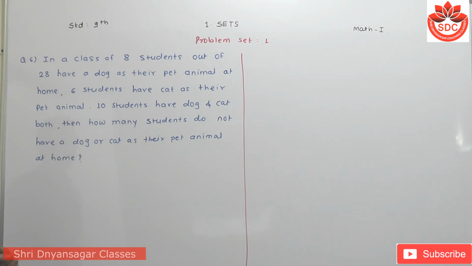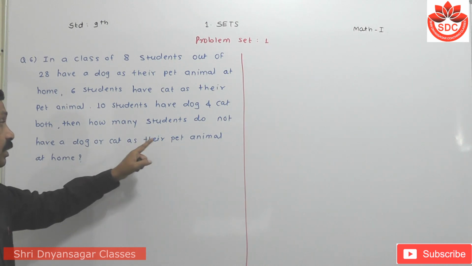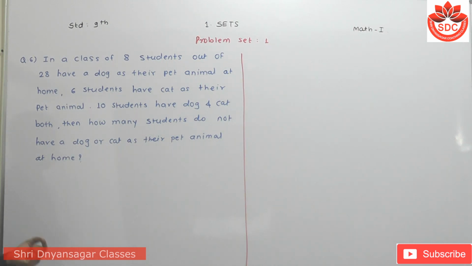Cat आहे. 10 students have dog and cat both as a pet animal. Then how many students do not have a dog or cat as their pet animal at home?